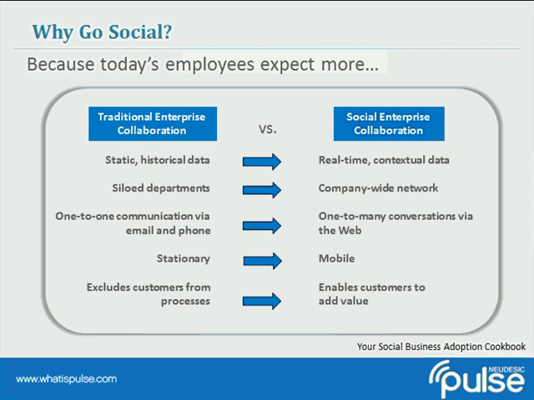So it's pretty common that an enterprise will put out things like static and historical data. So BI reports, the old green bar paper reports, here's what happened in the business, and kind of backwards looking. With social and enterprise collaboration, we get real-time and contextual data. And so what do we mean by that?